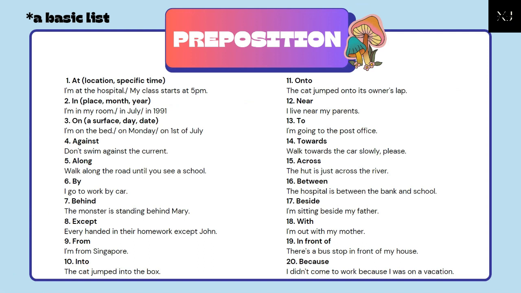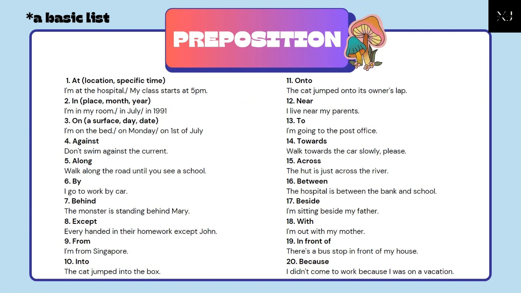In, you can use it when you're inside of a place, and you can use it for time such as month and year. I'm in my room. My birthday is in July. I was born in 1991. You see, we always confirm, this one you all have to memorize. Okay, we always use in for month and year. And specific time, confirm, we only use at.